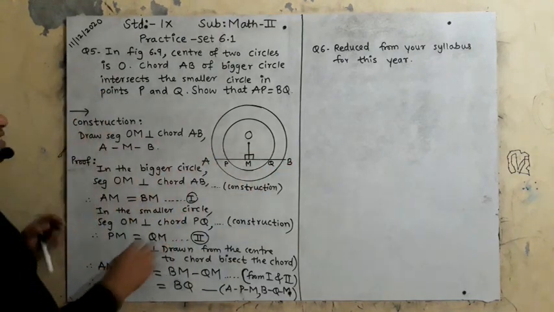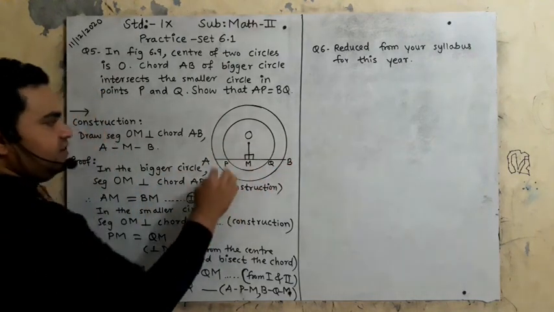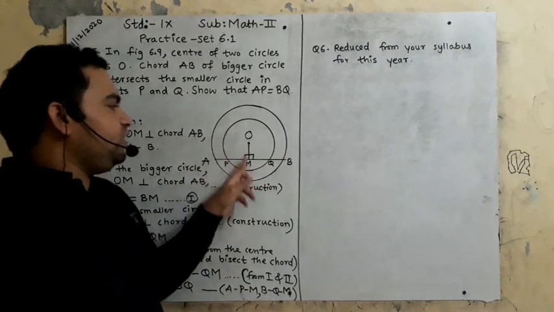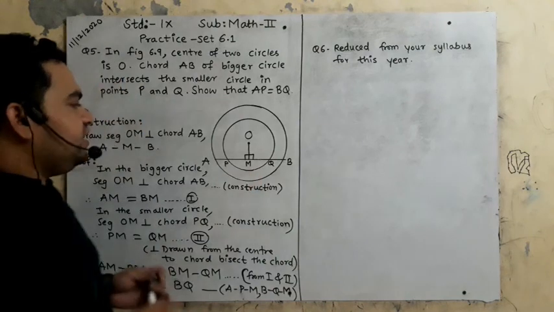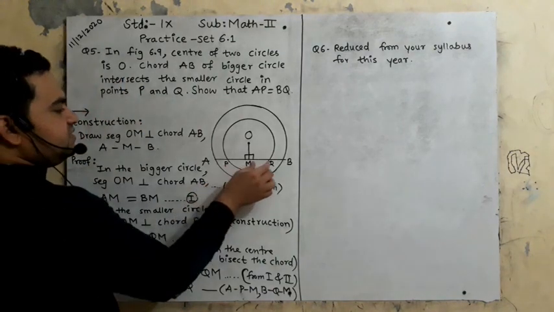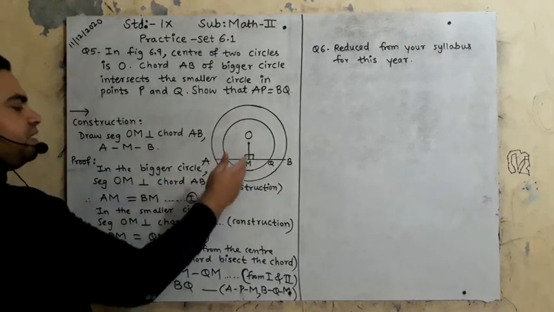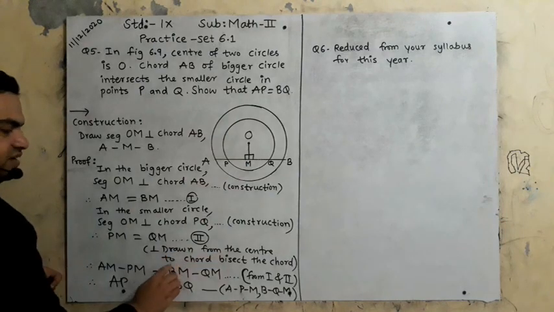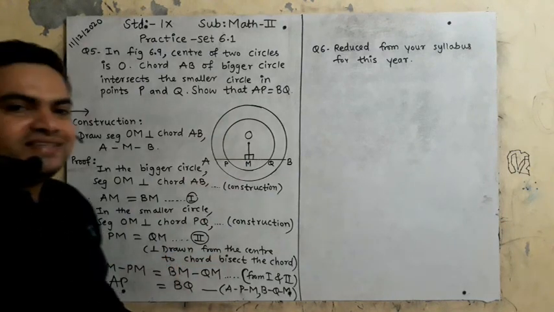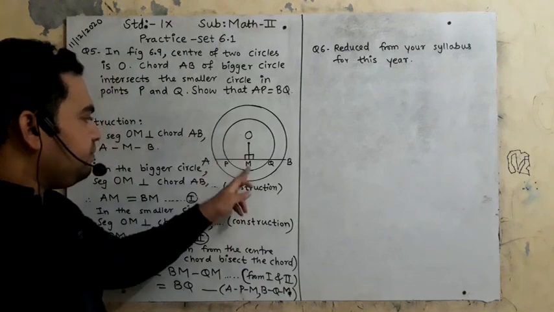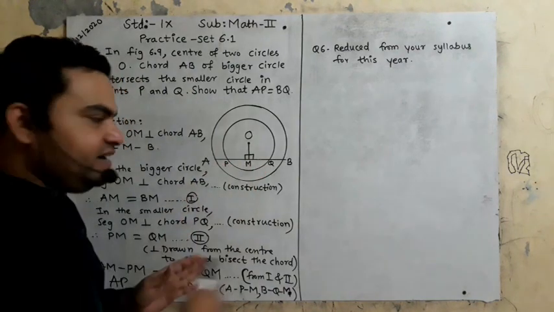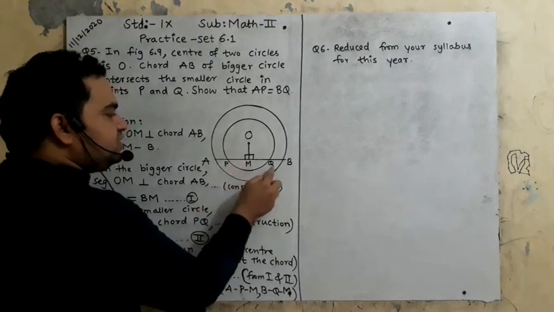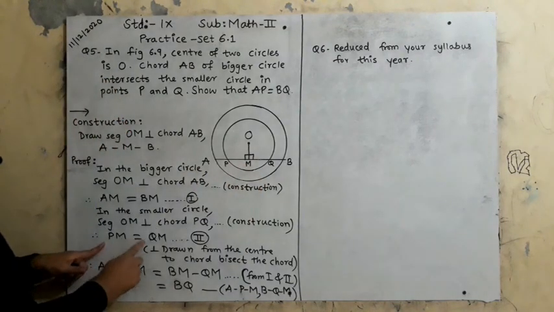That is first. Now we will see the smaller circle. Again we will say segment OM is perpendicular on chord PQ. So therefore we will say PM is equal to QM. Why? Perpendicular drawn from center to chord bisects the chord. OM ने PQ chord को भी दो equal parts में divide किया. So PM is equal to QM.